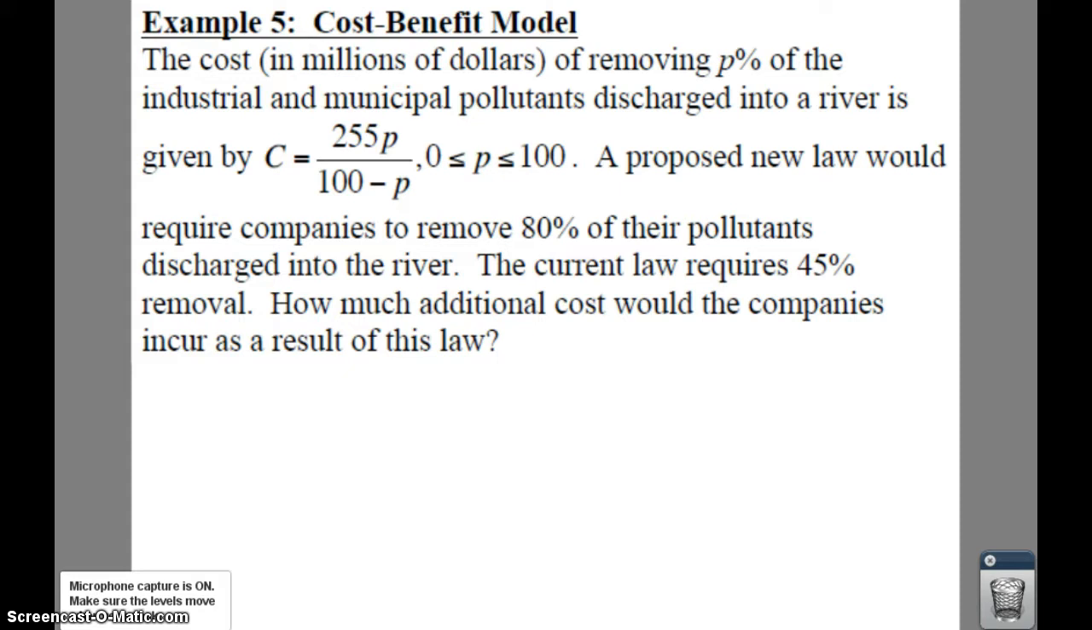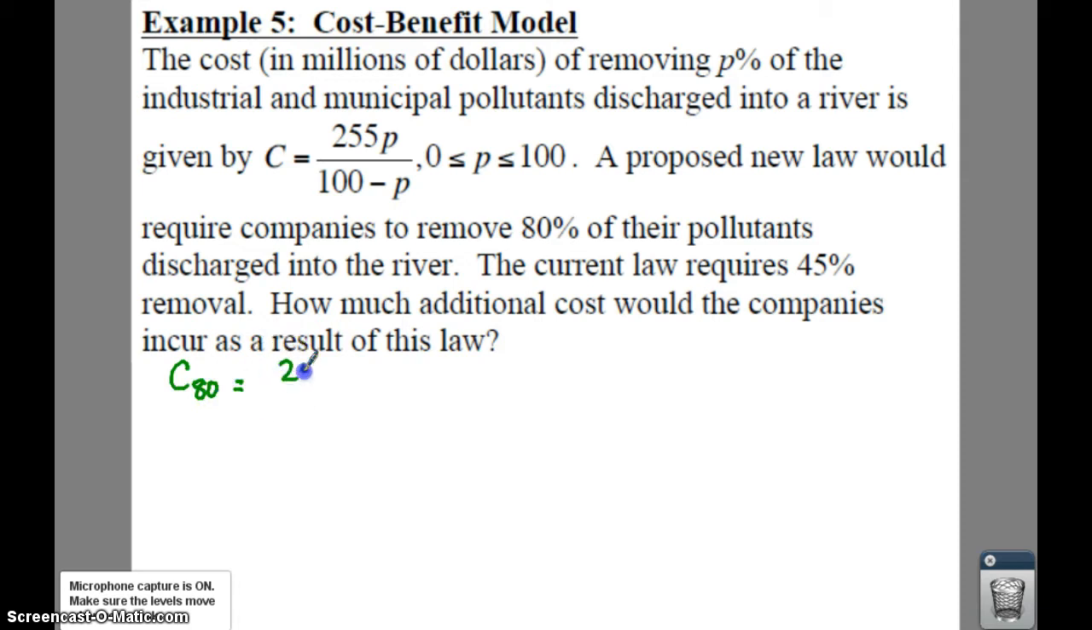So if you are heading a company, you're a bigwig, and you're going to be charged extra for these things from the EPA, you want to figure out, well, how much are we going to be charged? Because I need to start looking into maybe ways of being a little more cost effective in other areas. So what we're going to do first is figure out how much it will cost to remove 80% of your pollutants.